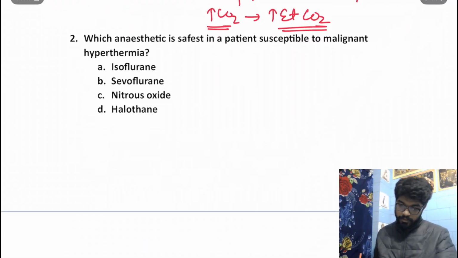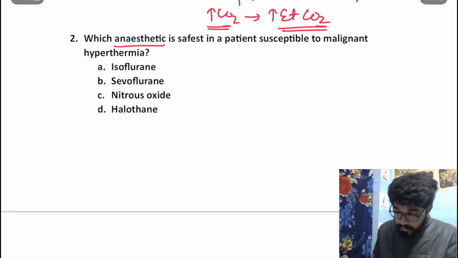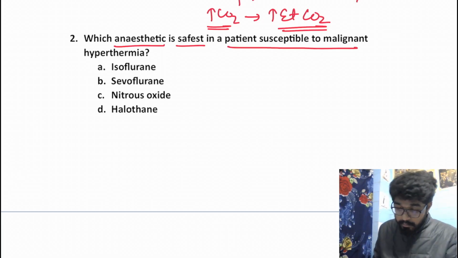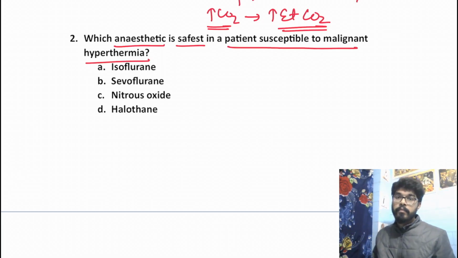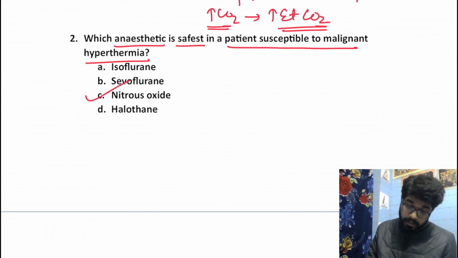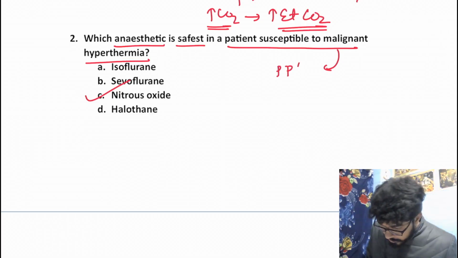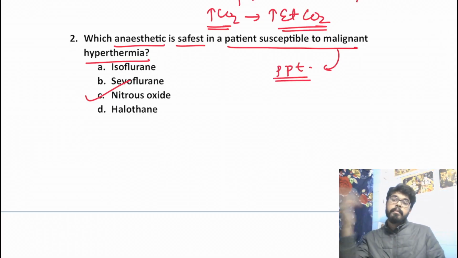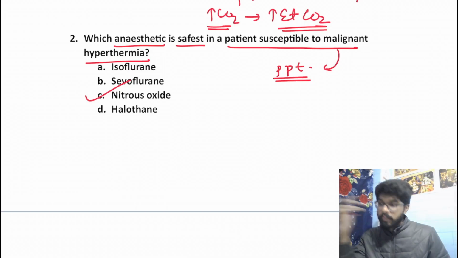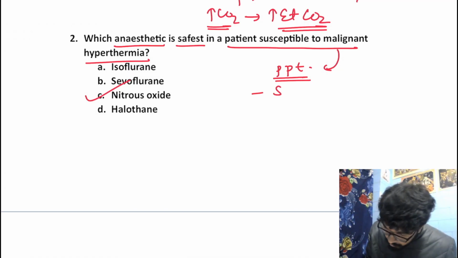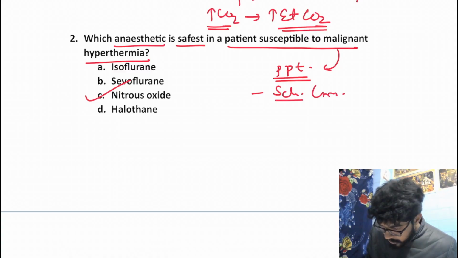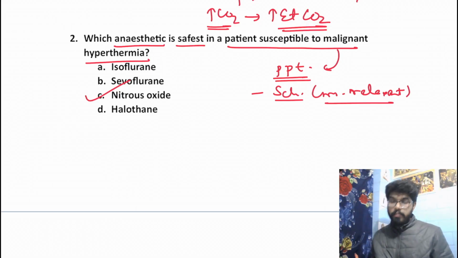Moving on to the next question. Which anesthetic is safest in a patient susceptible to malignant hyperthermia? Remember that the safest volatile anesthetic that can be given is nitrous oxide. Malignant hyperthermia is almost always secondary to some anesthetic drug, right? There are certain precipitating agents. Number one is succinylcholine, which is a muscle relaxant. We have studied about succinylcholine in our video on muscle relaxants.